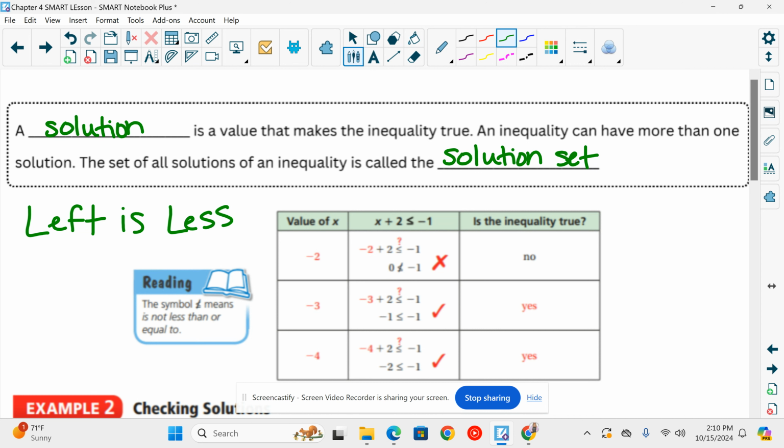If I come over here and I'm comparing negative 14 and negative 16, is negative 16 greater than or less than negative 14? Less than, because it's on the left side of negative 14 on the number line. So I would think about this: left is less. If the number is to the left, it's going to be less.